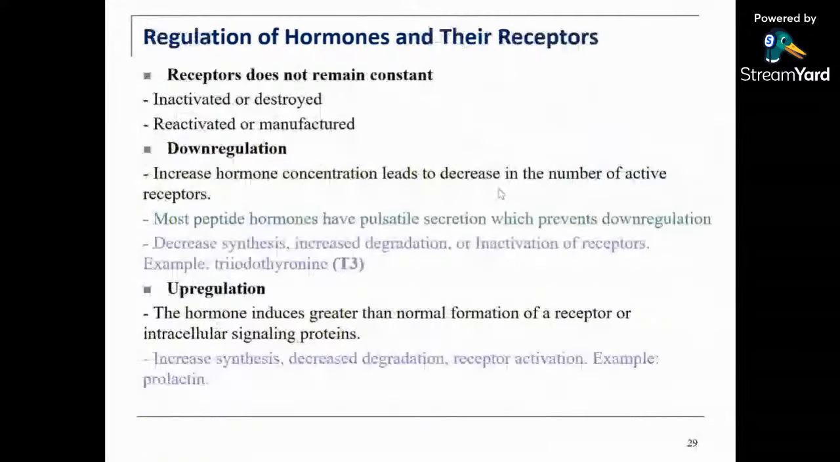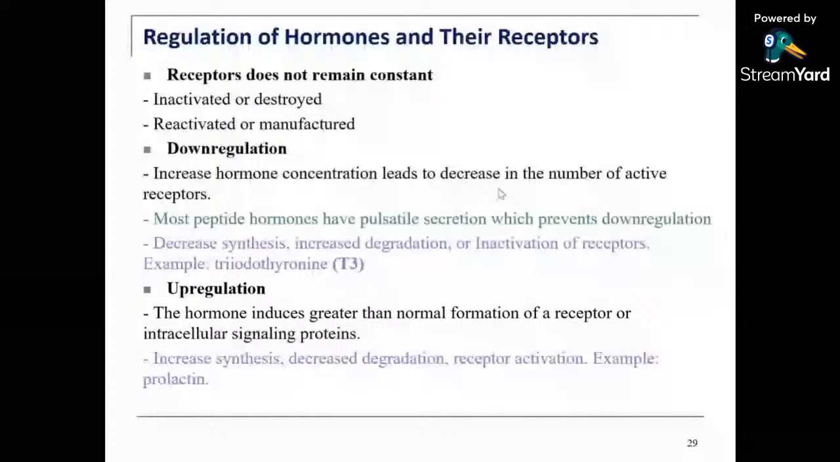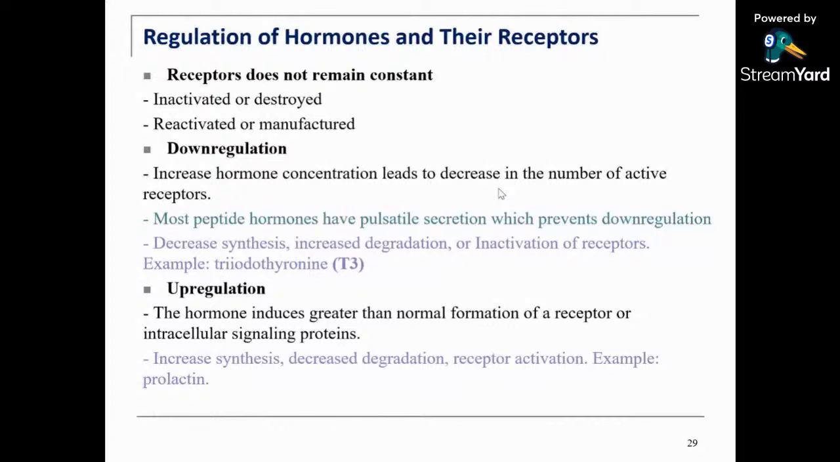Regulation of hormones and their receptors. As I told, the hormone has target cell specificity and target receptor specificity. So the receptor can become inactive, destroyed, or reactivated. Increased hormone concentration leads to a decrease in the number of active receptors, and upregulation occurs when the hormone induces greater than normal formation of a receptor or intracellular signaling protein.